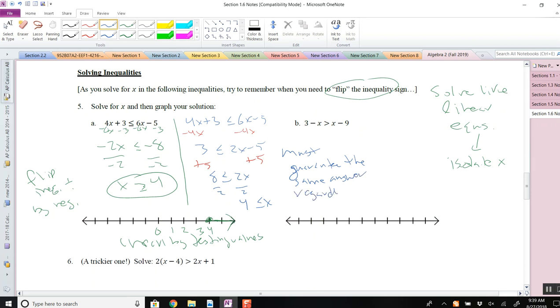regardless of how you isolate x. If you isolate x on the left side or right side, you must end up with the same thing. That is why we flip.